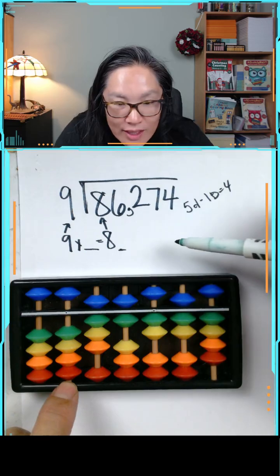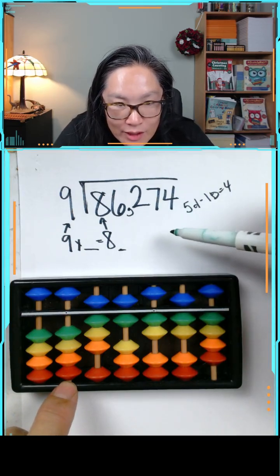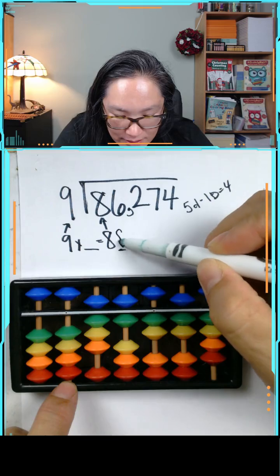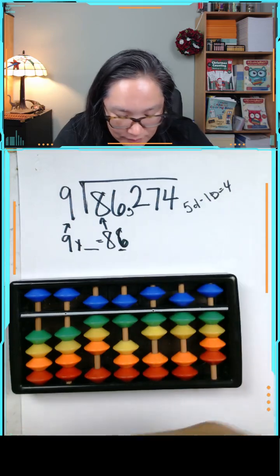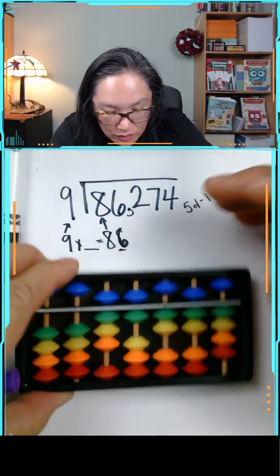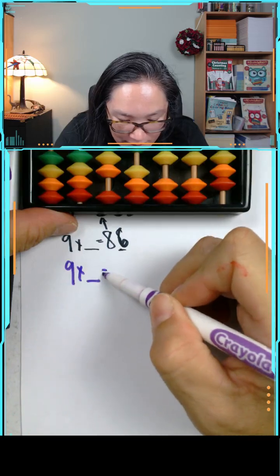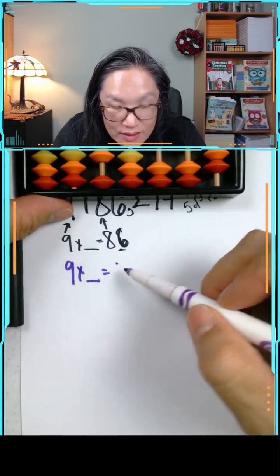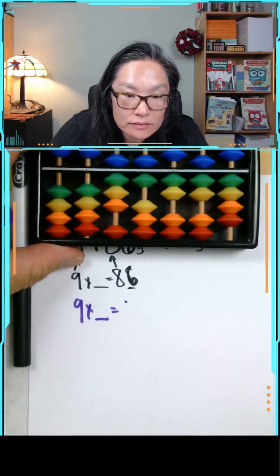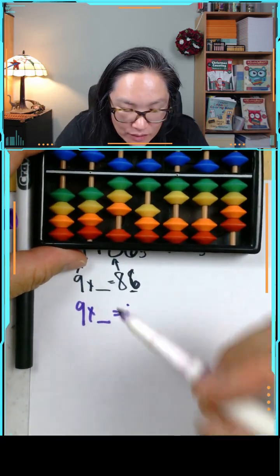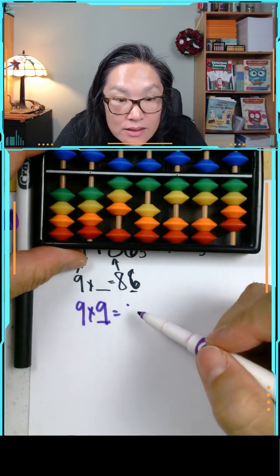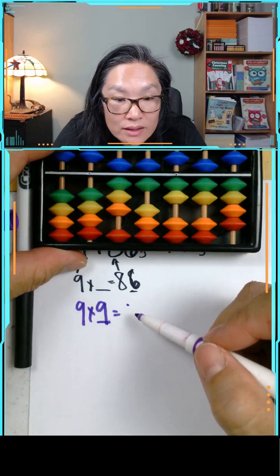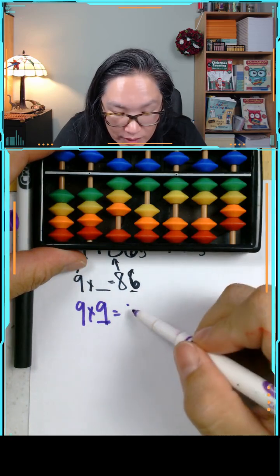We need to make it a double digit. How do you do it? How do you make this a double digit? 86. You're right, 86. So now, 9 times what is equal to 86 or less? Bring down the 6. Thank you. 9 times 7? No. 9 times 9. 9 times 9 is what? 9 times 9 is 81.